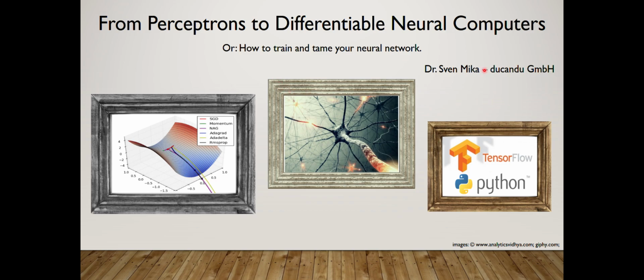My name is Sven Mika and I will be talking today about deep learning and neural networks. The title of the talk is From Perceptrons to Differentiable Neurocomputers, and I wanted to express with that this evolution that neural networks underwent through the last couple of decades. So this is also what we're going to do today.